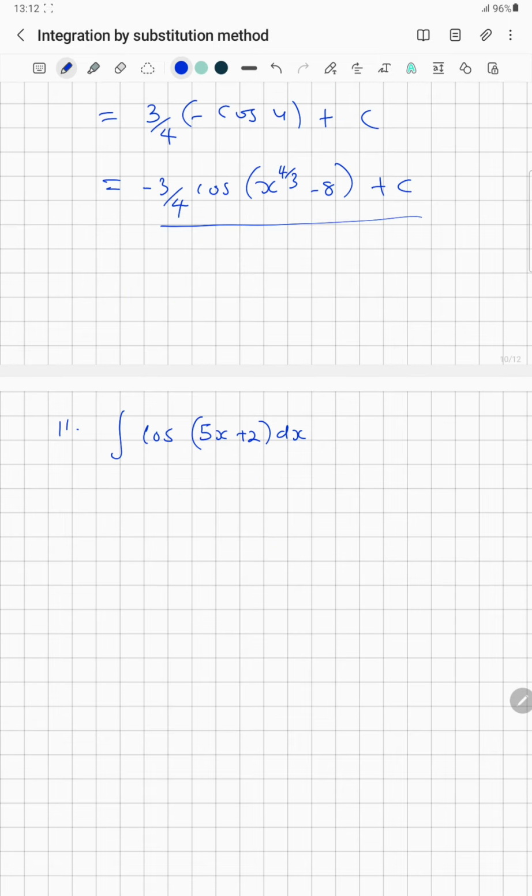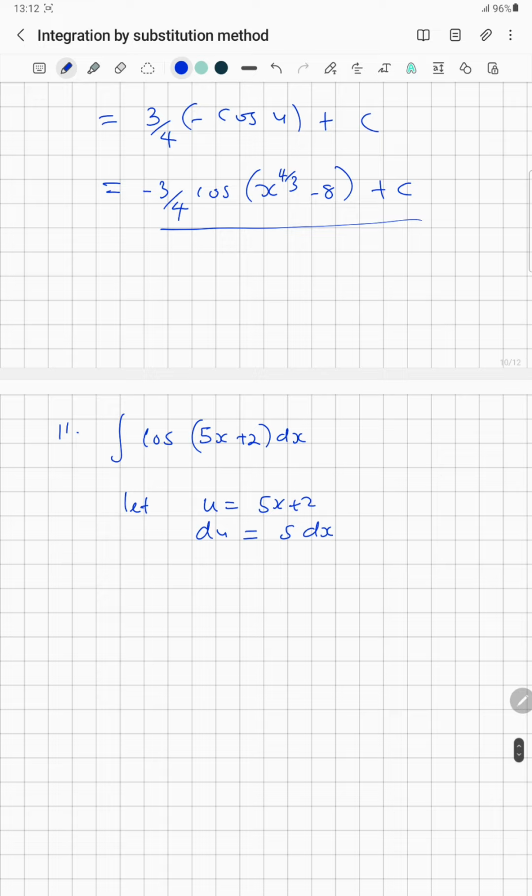This is very simple, very easy. You just let u is equals to 5x plus 2. So du is equals to 5 dx. This implies du over 5 is equals to dx. And now you can substitute: cos of u du over 5.